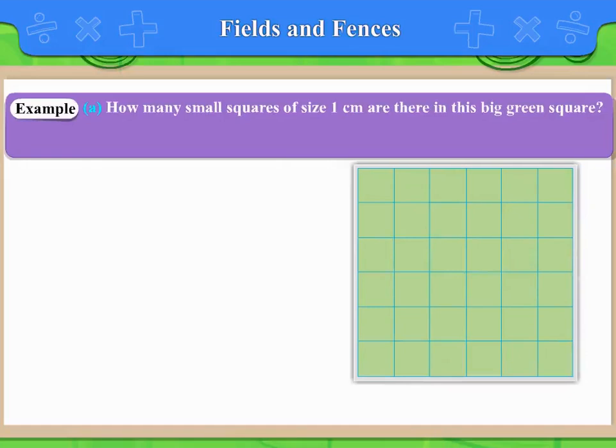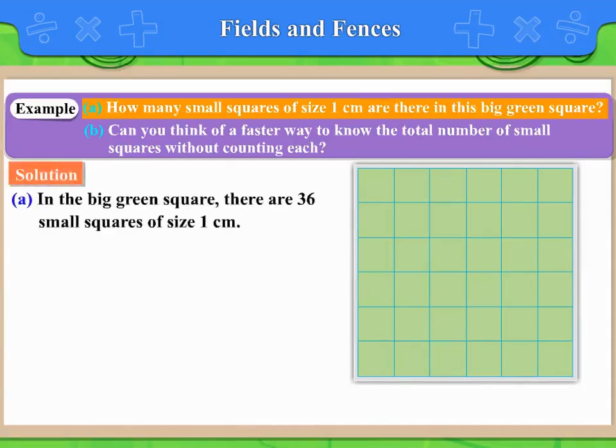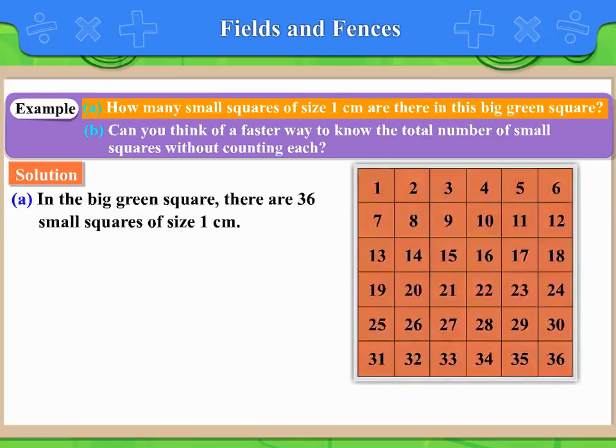Example. A. How many small squares of size 1 centimeter are there in the big green square? B. Can you think of a faster way to know the total number of small squares without counting each? Solution. A. In the big green square, there are 36 small squares of size 1 centimeter.